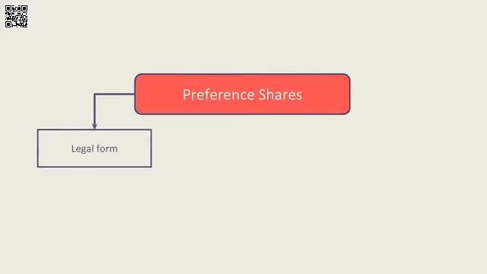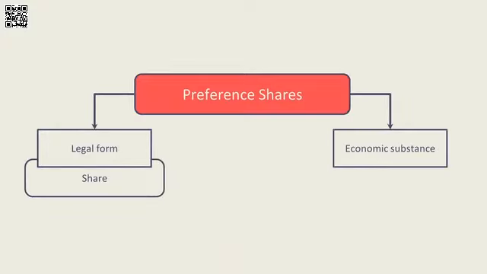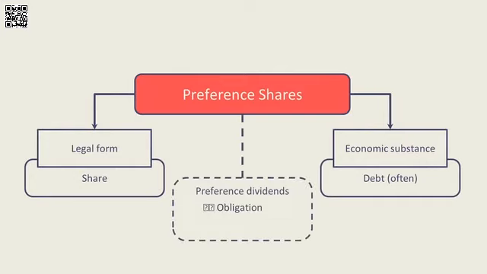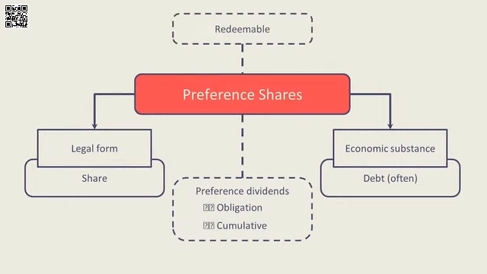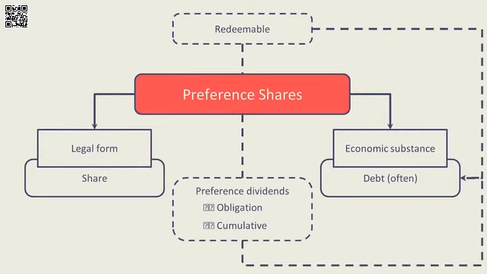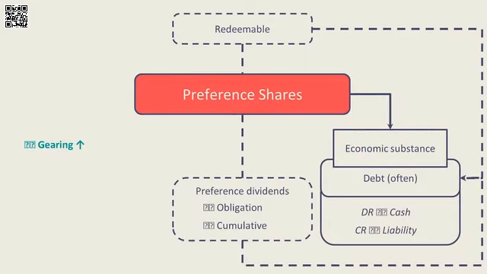With preference shares, although the legal form of the instrument is that it is a share, the substance is often that it is debt, it is a liability. And that's because the company is under obligation to pay the preference dividend. Now, if the preference dividend is cumulative or the preference share itself is redeemable, that obligation exists and we record our preference share as debt. In basic double entry terms then, this is a debit to cash and a credit to liability. And of course, if we put that entry through the financial statements, we have more items being recorded as debt, and this is causing a gearing level to increase.